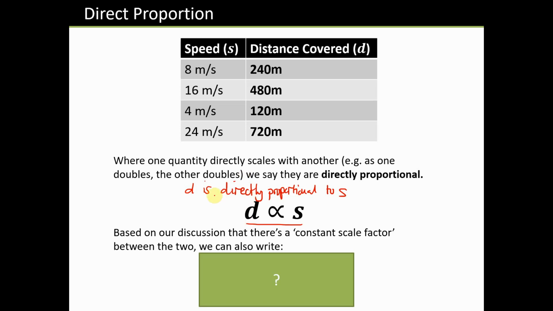Basically, when something's directly proportional, if one increases, the other increases by the same amount, and if one decreases, the other decreases by the same amount. Think of our example of running, or think of an example of buying stuff at a shop. If you buy more, you're going to pay more. If you buy less, you're going to pay less, and it's going to scale up at the same amount depending on what the cost of the drink or the crisps or chocolate bar is.